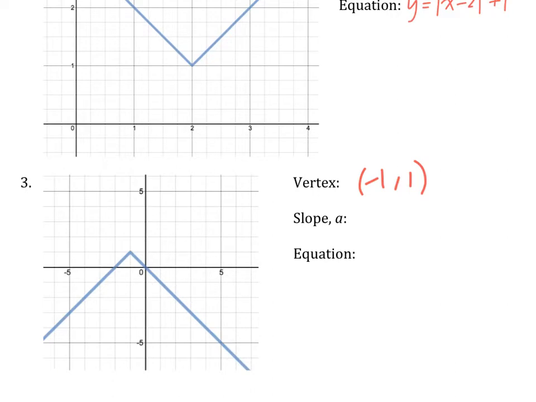It looks like -5. That's right. -5. So -1. Okay. Anyone get the equation? Yes. Y equals -1 absolute value x plus 1 plus 1.